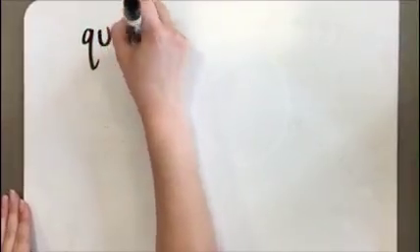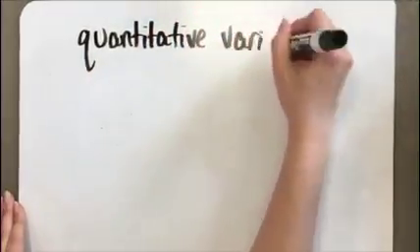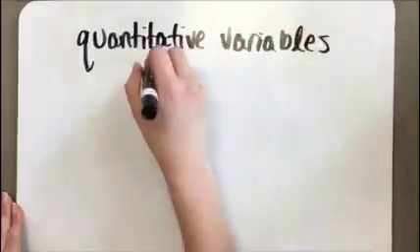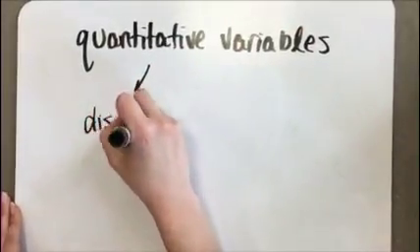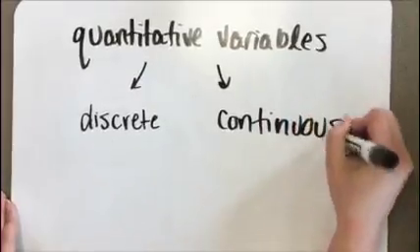Quantitative random variables are split up into two categories, discrete and continuous. A continuous random variable is a random variable whose outcomes are contained in intervals. Continuous random variables have an infinite number of possible outcomes.